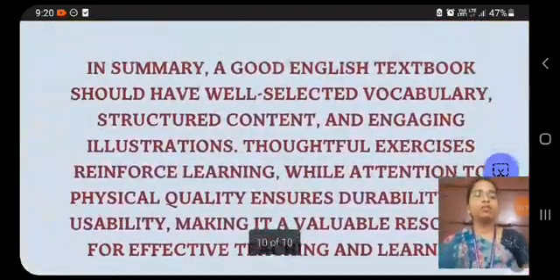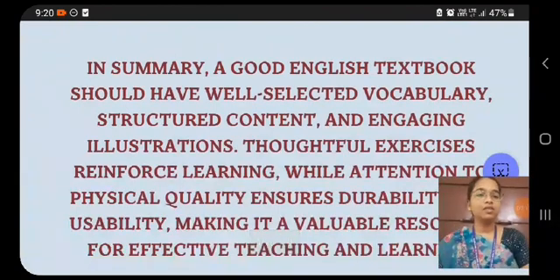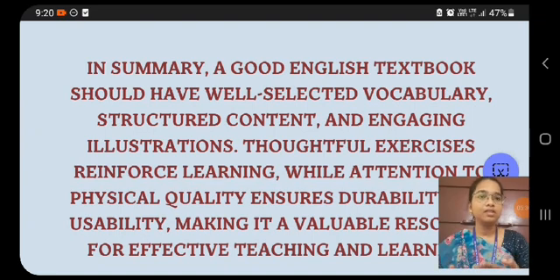And in conclusion, we have seen structures, vocabulary and language, subject matter, as well as illustration and the physical makeup of the textbook. There should be well selected vocabulary, structured content, and engaging illustrations. Thoughtful exercises reinforce learning, while attention to physical quality ensures durability and usability, making it a valuable resource for both the teaching and the learning process.